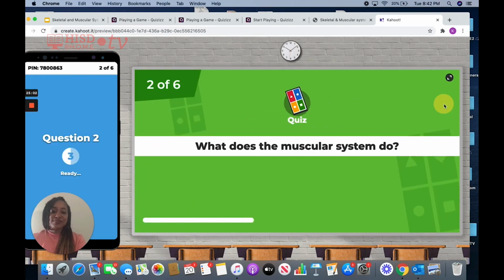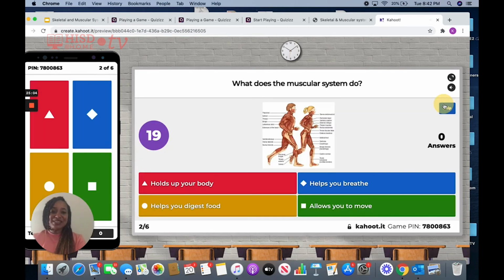Number 2. What does the muscular system do? Holds up your body, helps you digest food, helps you breathe, allows you to move. So look at your screen. We have 10 seconds. Which one of these represents the function of the muscular system?